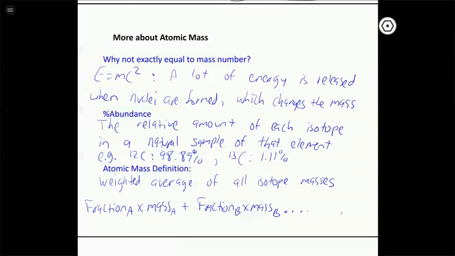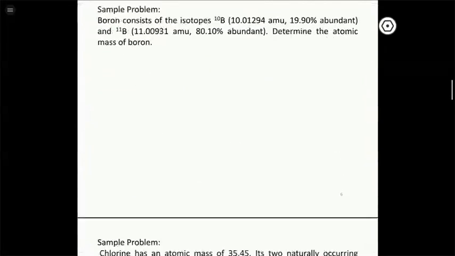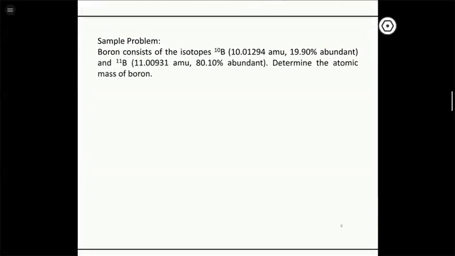All right, so if we go and do a sample problem with this, we have another element, boron, which consists of the isotopes boron 10, which is, again, 10.01294 AMU, so not exactly equal to the mass number, and it has 19.9% abundance. Then we have boron 11, which is slightly above 11 AMUs and has an abundance of just over 80%. What is the atomic mass for this?